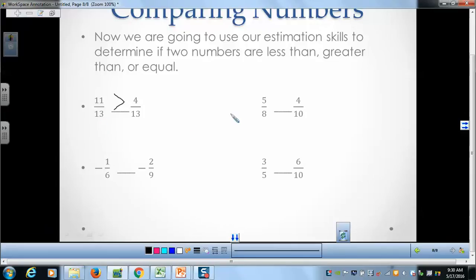Now, when we look at fractions that have different denominators, so notice this has eighths and this has tenths, you can use a little bit of estimation, or we can get common denominators, and we'll talk about that in just a second. But if we're going to estimate, when I look at 5 over 8, what I can see here is that 4 out of 8 would be half. So 5 over 8 is greater than half. If I look over at 10, 5 out of 10 is half. Well, 4 out of 10 is less than that. So using estimation, this is more than half, this is less than half, so this would be greater than.